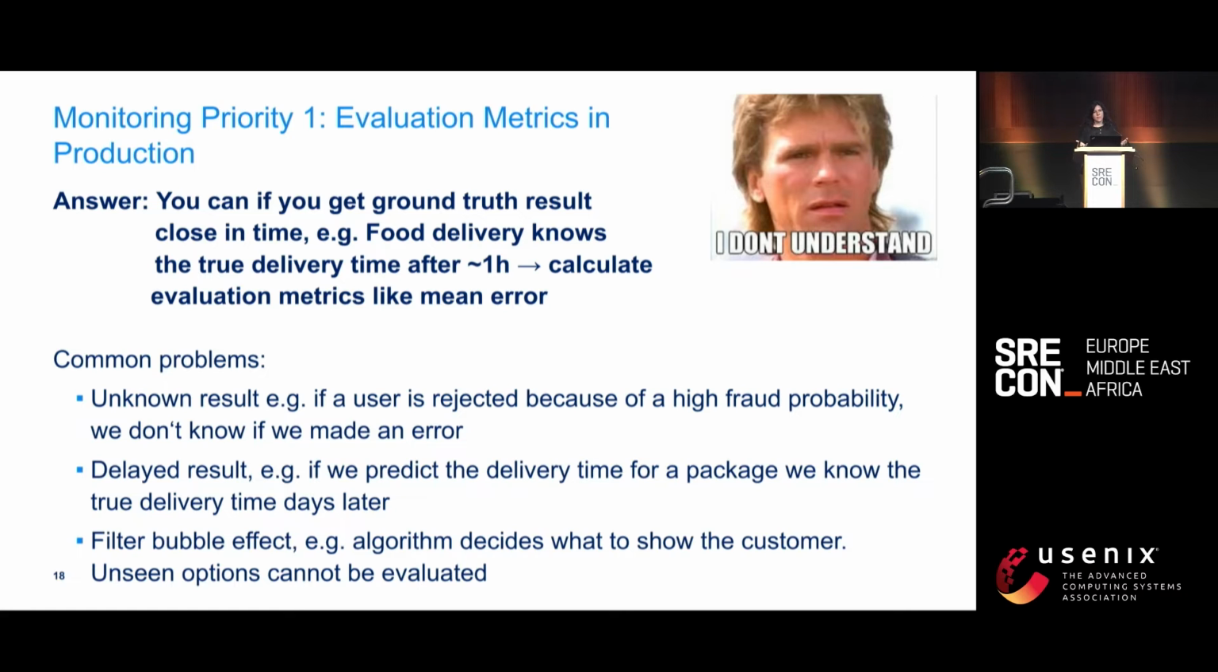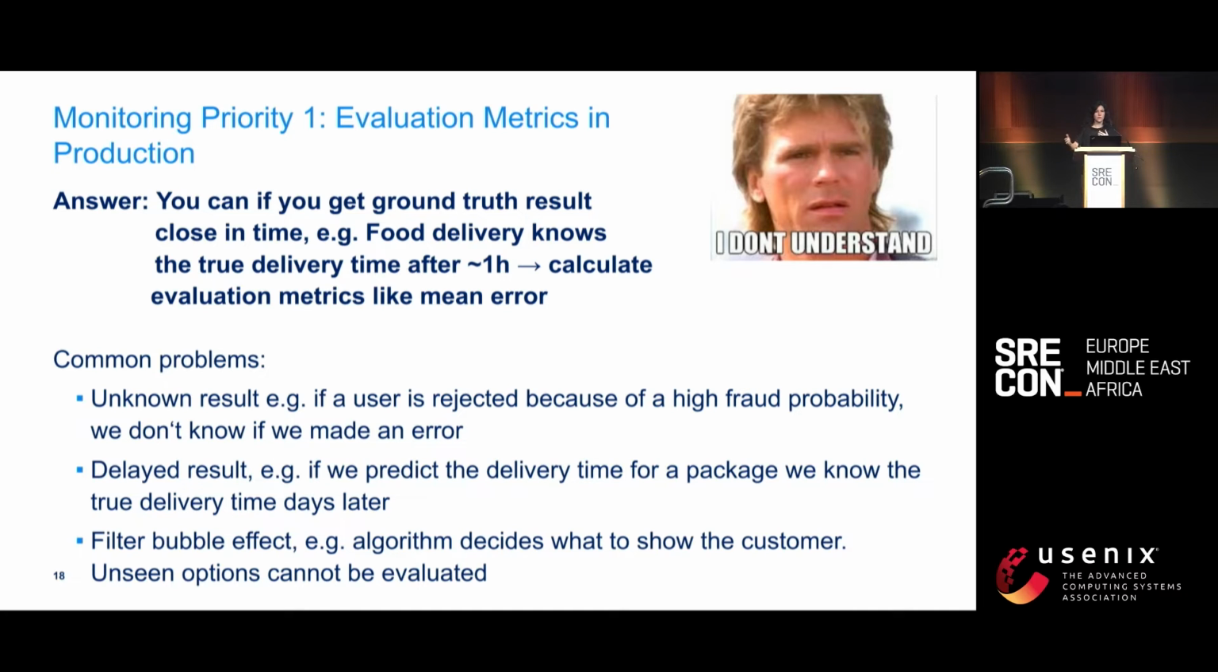And there are a lot of applications like this where you have, with a bit of a delay, the ground truth. There are also some challenges in this. So a lot of machine learning applications have, for example, an unknown ground truth. So if you have a fraud model and you say, stop, this is fraud, don't let this user through, and you block them, then you don't know if this was actually fraud.